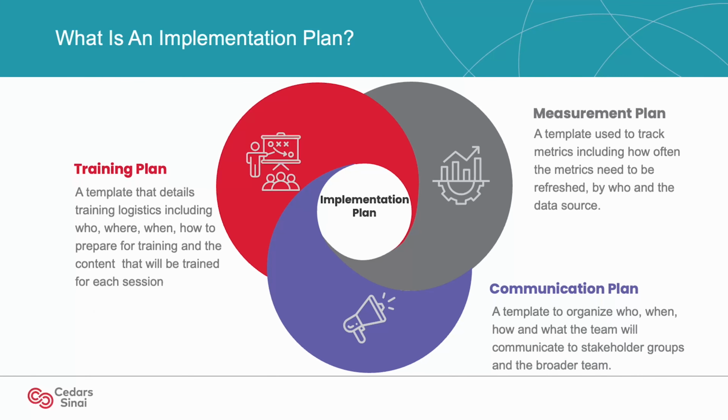An implementation plan consists of 3 subplans: a training plan, measurement plan, and a communication plan. A training plan is a template that details training logistics, including who, where, when, how to prepare for training, and the content that will be trained for each session. A measurement plan is a template used to track metrics, including how often the metrics need to be refreshed, by who, and the data source. A communication plan is a template to organize who, when, how, and what the team will communicate to the stakeholder groups and the broader team.